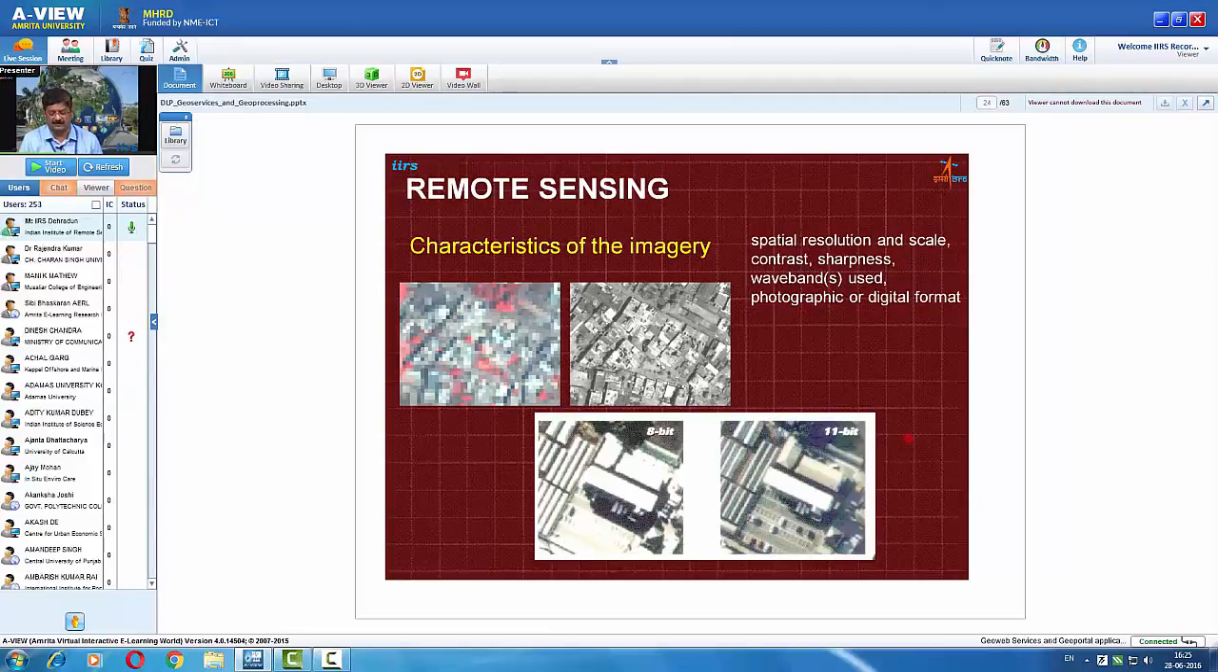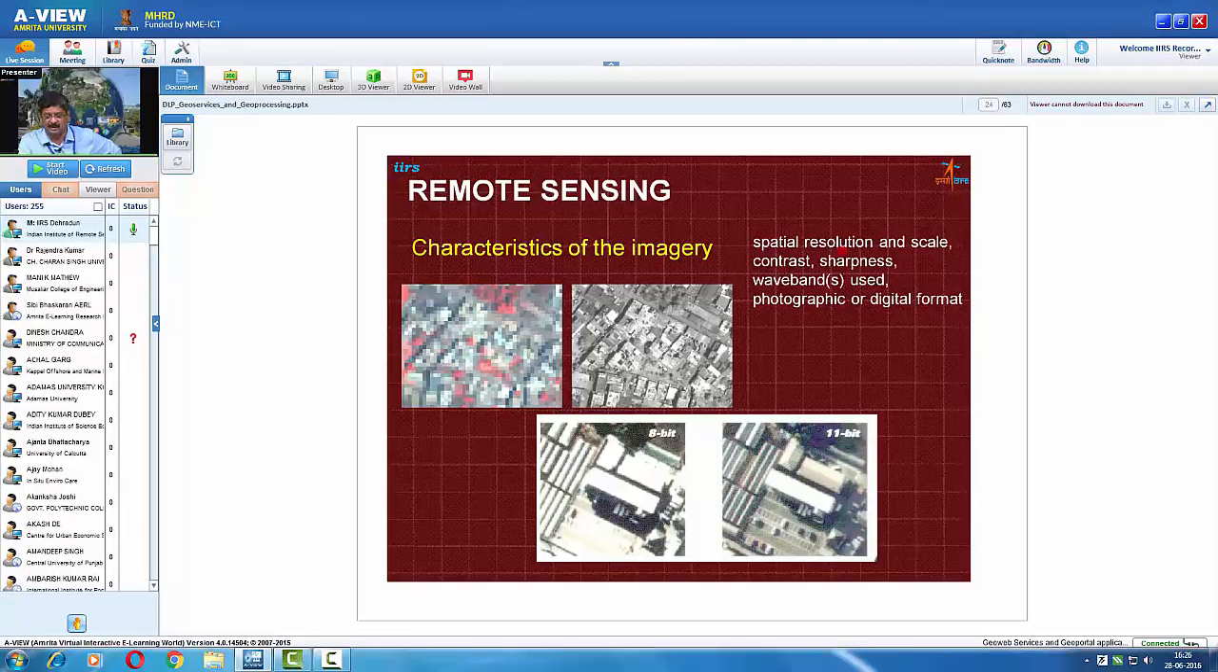Coming to remote sensing further, what are the characteristics of the image? That is very critical when we are talking about remote sensing data. Why I am going into a little more detail on remote sensing is that this is one of the fundamental data elements based on which geospatial technology today is being fully exploited. Let us know a little bit on that, because this is an introductory chapter. I'm sure many other lectures will give you more detail about the geospatial and how these data sets can be exploited. So here what we look for is spatial resolution and scale, contrast, sharpness, wave bands, and different formats.